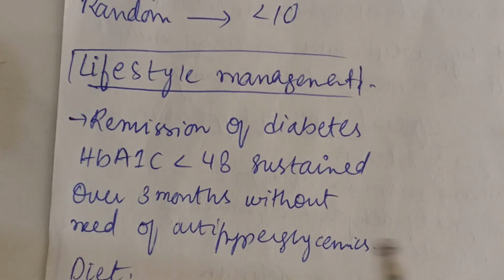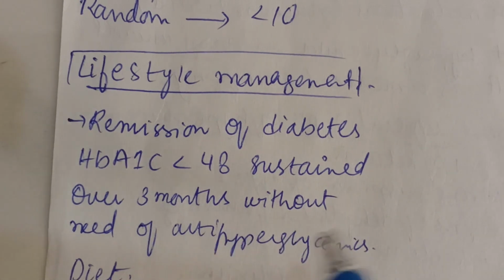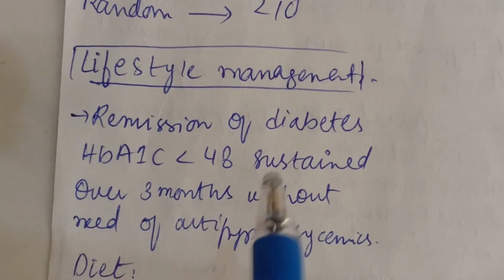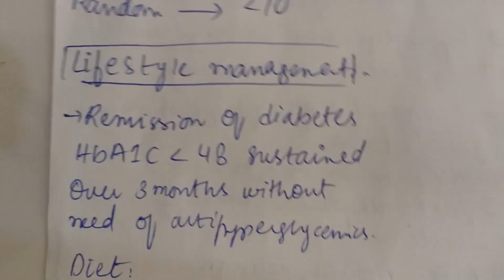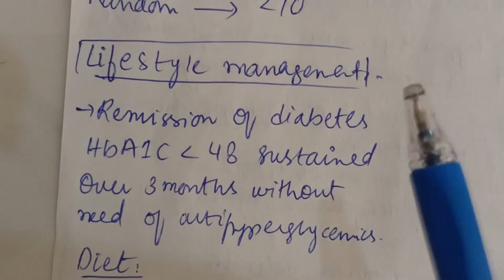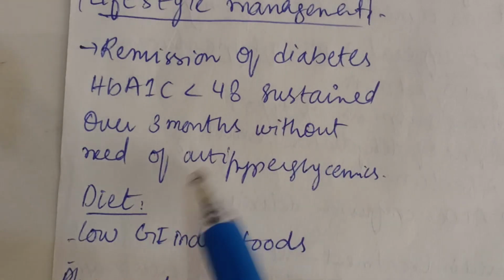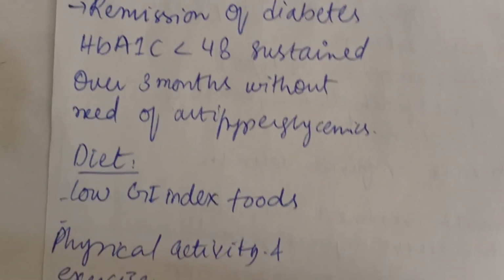He has to be without anti-hyperglycemics to reach that target. And if he reaches the target of less than 48, it is called remission of diabetes, but it has to be sustained over 3 months.